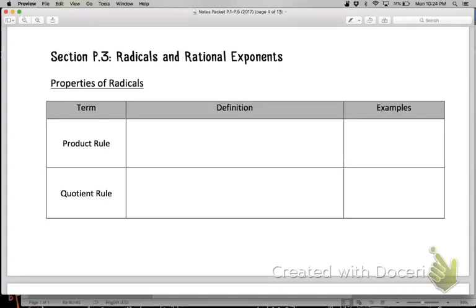Okay, so this section of review is over radicals and rational exponents. And so we're really just going to focus on your basic radical properties today, and we'll do some of the trickier stuff tomorrow when I'm back. So the first two rules that I want to look at are the product rule and the quotient rule.